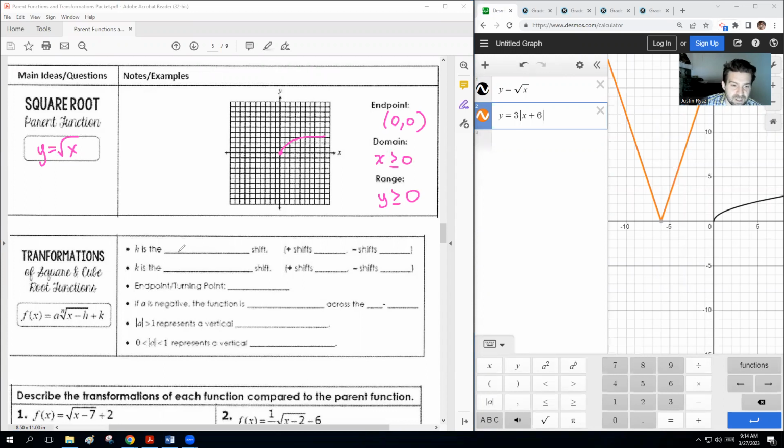Our h is the horizontal shift. K is our vertical shift. Positive goes to the left, negative goes to the right, positive goes up, negative goes down. Our endpoint is at (h, k). If a is negative, that is a reflection over the x-axis. If a is bigger than 1, that's a stretch. If it's not, it's a compression.